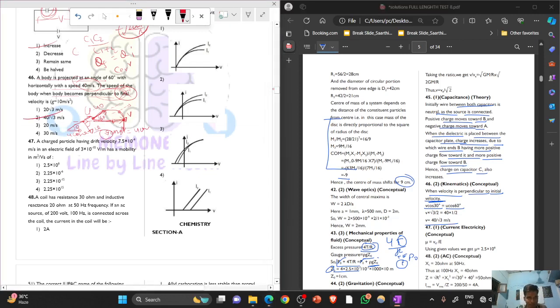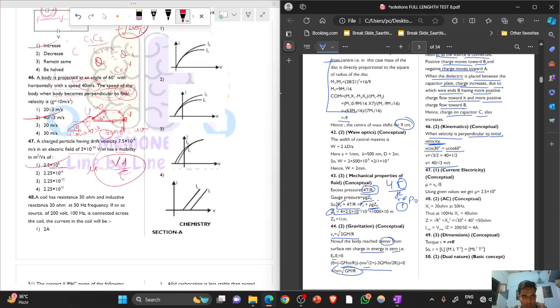Now moving ahead, a charged particle, drift velocity, electric field, mobility. You know the mobility is simply your drift velocity over the electric field. Just divide it out and get the answer. Once you calculate it out, your answer comes out to be 2.5 into 10 to the power 6. Now moving to the next question.